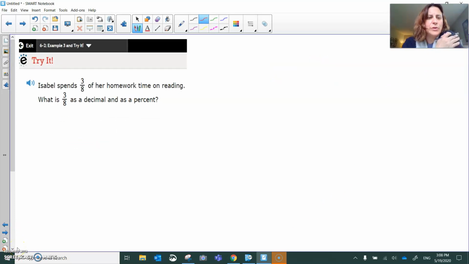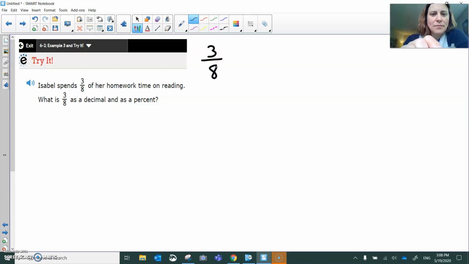For example 2, the process that I wanted you to try for this is division, long division. And actually on this problem in particular, I believe that I posted a video on that long division tool sheet where you move the paperclip up and down. Spending 3/8 of your homework time reading, 3/8 as a decimal, let's see, 3/8.